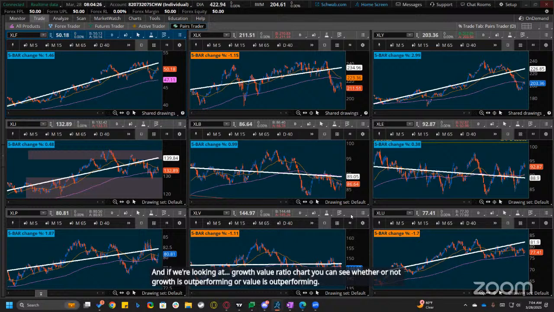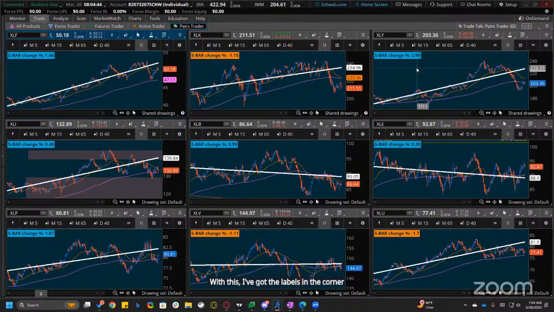Those are the kind of metrics that we can use to get a gauge on how things are doing out there, if we're getting any sort of capital rotation, hedge fund factor rotation, short covering rallies, that sort of stuff. With this, I've got the labels in the corner showing a change over the last 5 days.